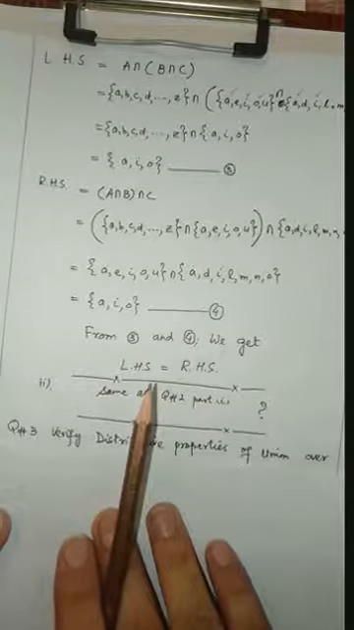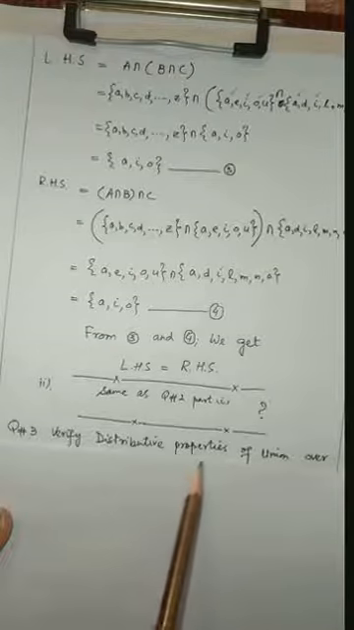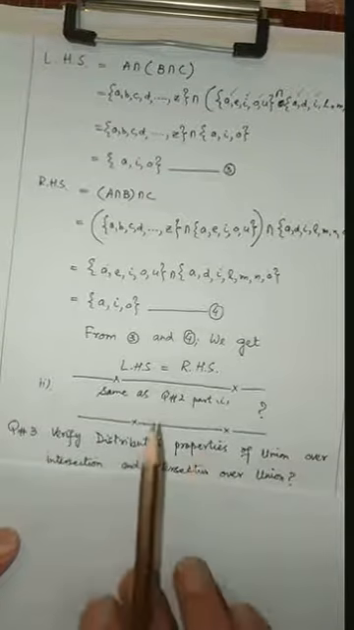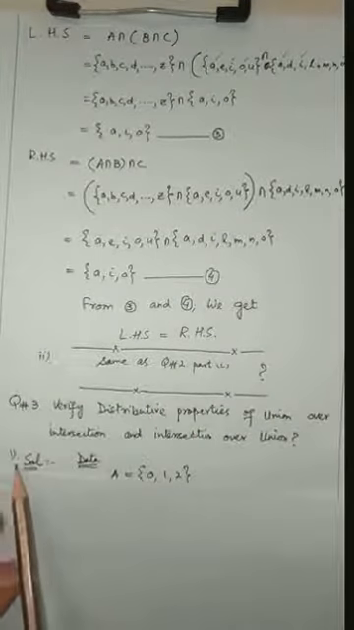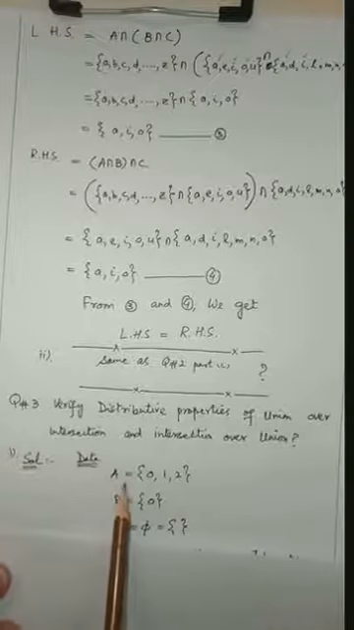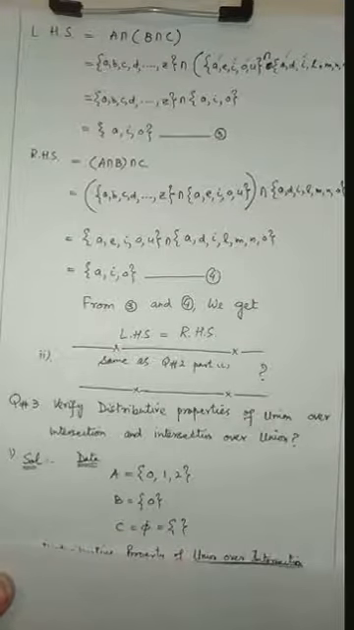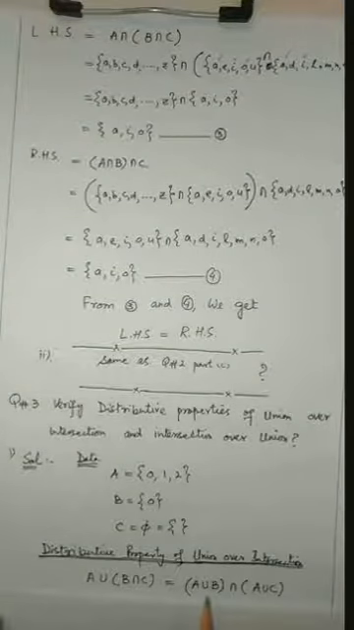Now moving towards question number 3, verify distributive property of union over intersection and intersection over union. Part number 1, solution, the given data. Set A is given which is 0, 1, 2 and set B is given which is 0 and set C is phi which is empty set. Distributive property of union over intersection is as A union in bracket B intersection C is equal to A union with B like this, then intersection, then A union with C like this.